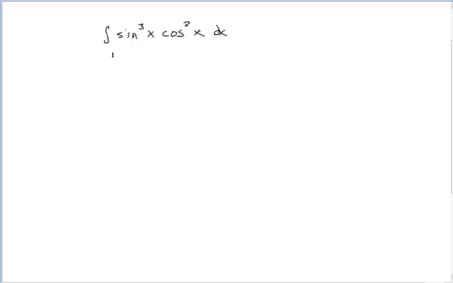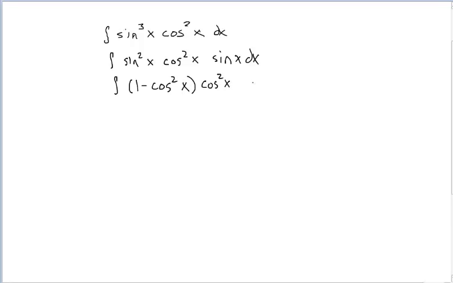So we're going to say that the integral is sine squared x cosine squared x, and then I'm going to put the last sine x at the end. And now when you factor out a sine x and use it for du, that means that our u is going to be cosine. So I'm going to rewrite sine squared x as 1 minus cosine squared x using our identity times cosine squared x sine x dx.